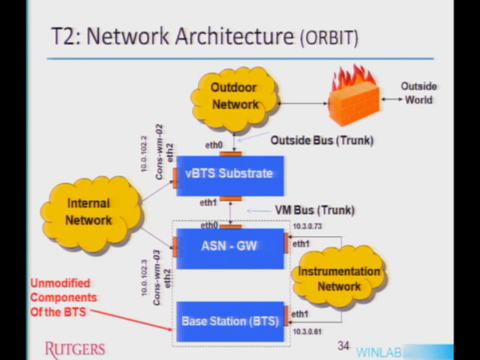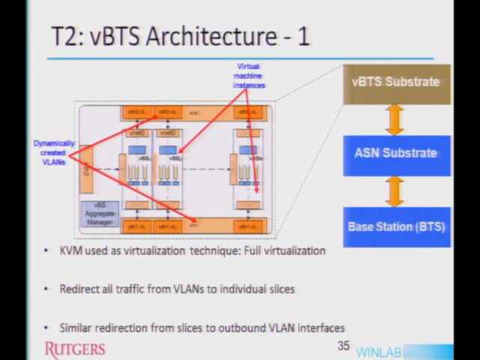This is how the existing network looks on ORBIT. This was the conventional WiMAX setup where we have an ASN gateway and a base station, and now we added this virtual base station part, which talks to the ASN gateway. We have different interfaces assigned by which you can come into the system and do your experiments. I'll explain each of these components now.